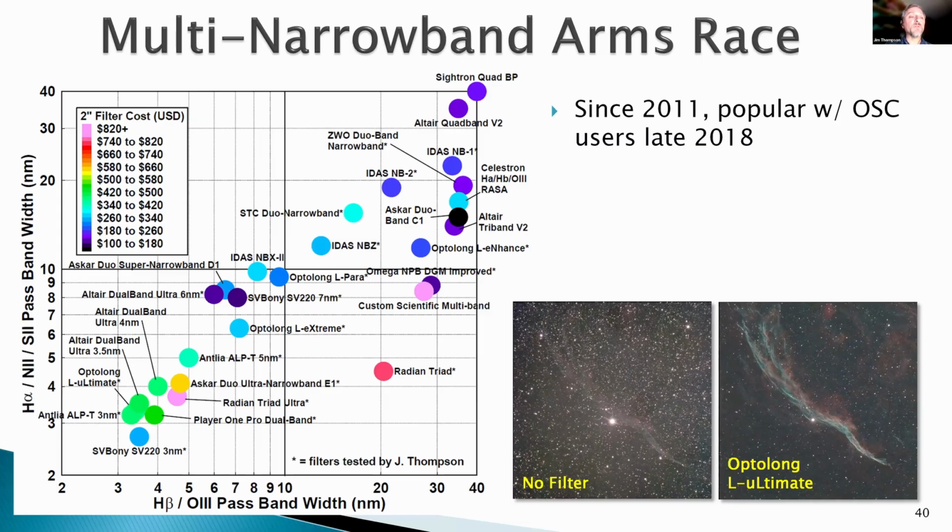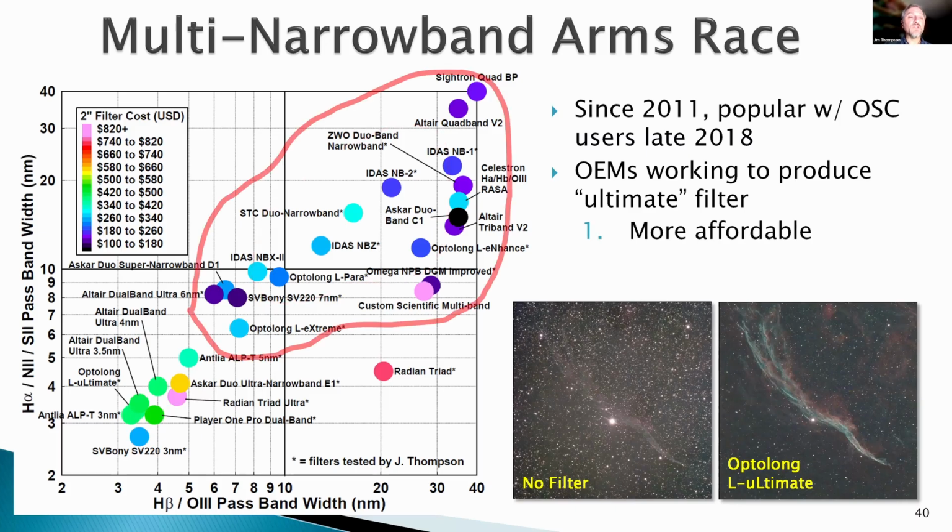The popularity of the multi-narrowband filter has motivated filter OEMs to work on developing the ultimate filter. What is considered ultimate has two possible definitions. Filters that give reasonably good performance at the most affordable price, like those I have circled here on the plot, and filters that give the overall best performance.